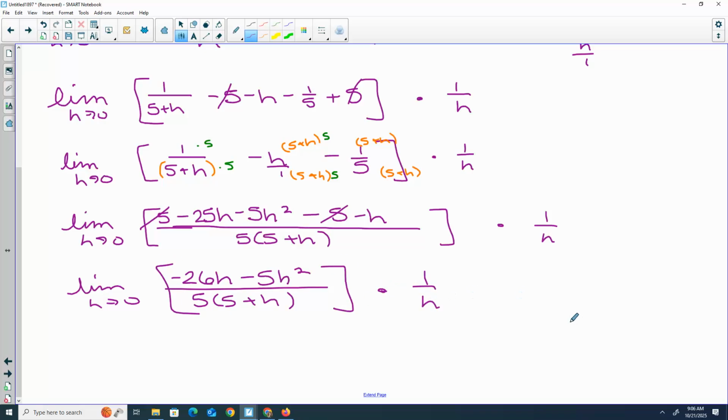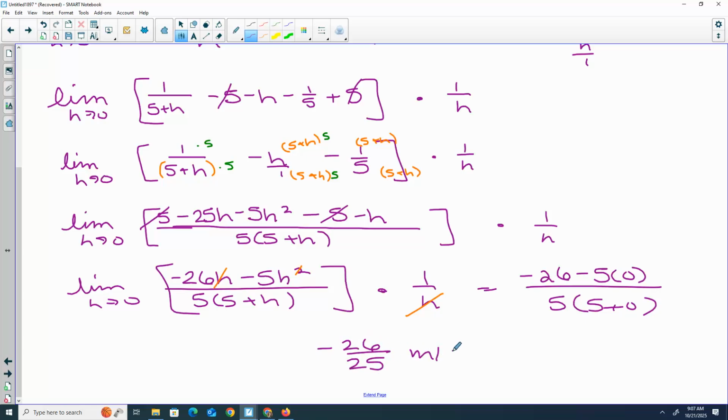What happens now? The h's jump out and cancel. You cancel out 1h. And then we can plug in our 0 because we're not getting 0 on the bottom anymore. We have negative 26 minus 5 times 0, over 5 times 5 plus 0. So we get negative 26 over 25. That would be our velocity.